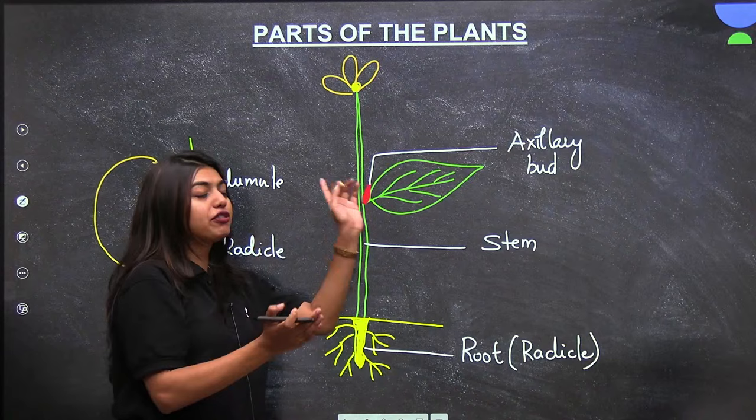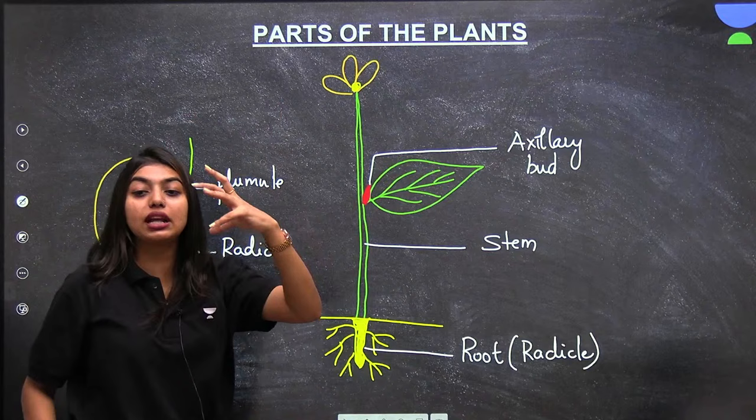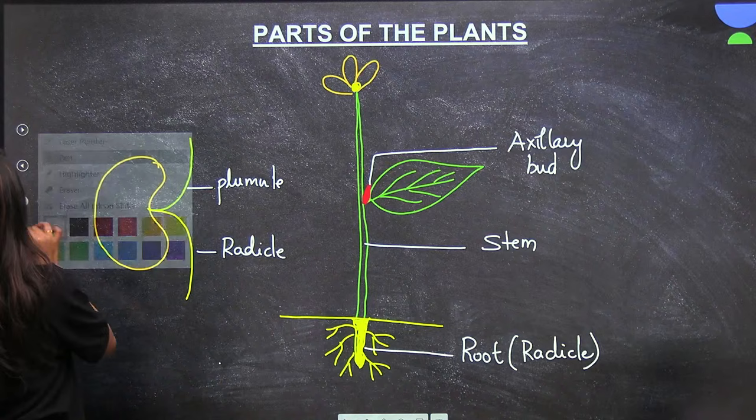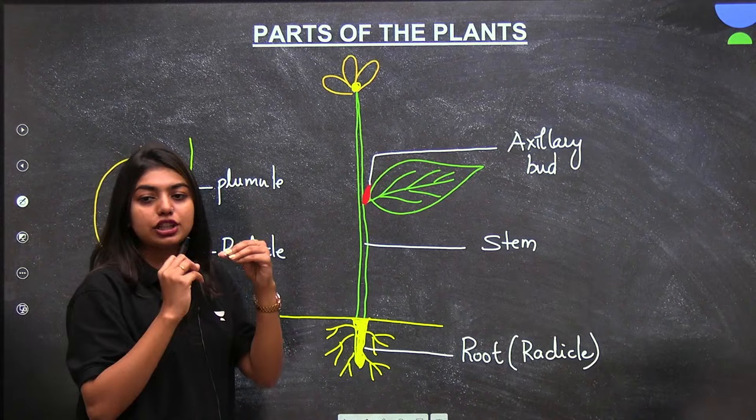Now, tell me, if there is a bud that is formed in the apical region, what will that bud be called? A bud is grown on the apical region. What will that bud be called? Tell me quickly. The bud that will be grown on the apical region or on the terminal region. I have given the options. Very good. Terminal bud or apical bud, right?